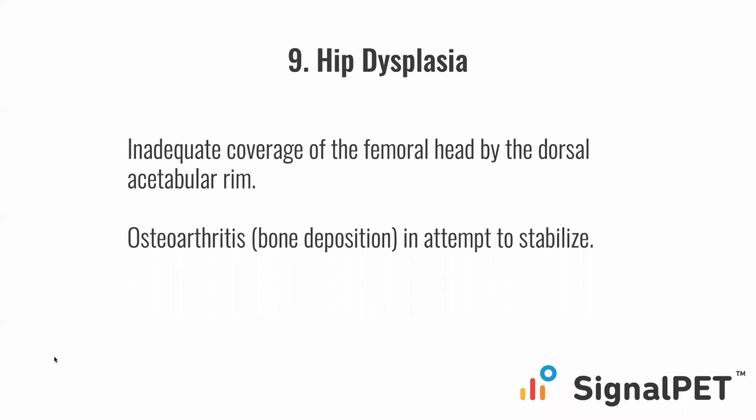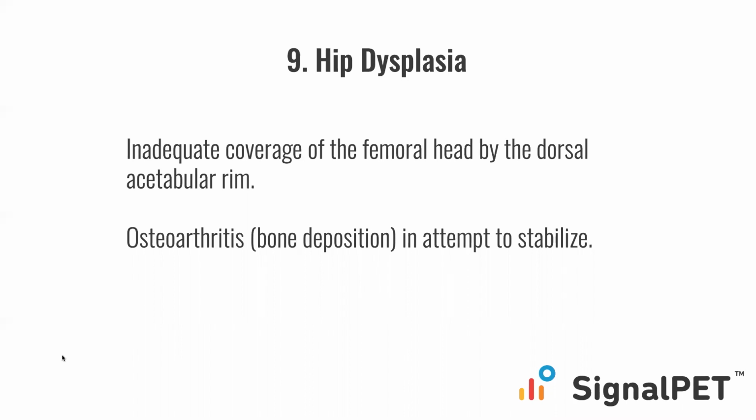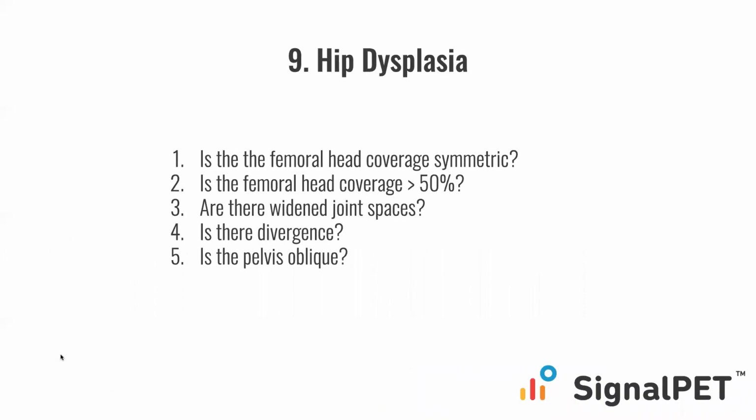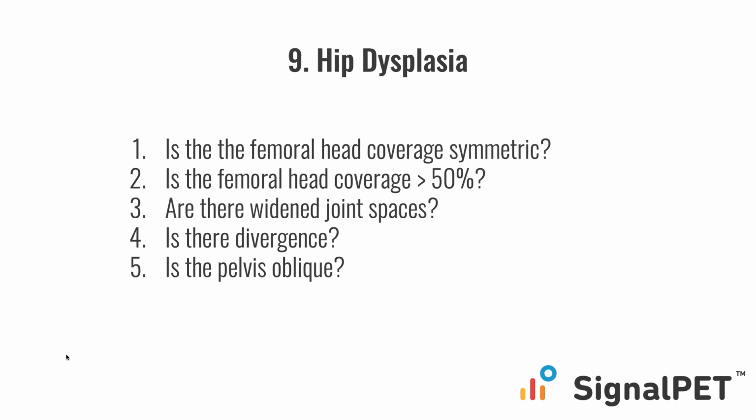By exact definition, hip dysplasia is defined as inadequate coverage of the femoral head by the dorsal acetabular rim with secondary osteoarthritis or bone deposition that the body does in an attempt to stabilize the joint. We actually go with a more significant algorithm, and as the system analyzes the image, it really takes multiple points into account. But for the sake of this overview, we'll go through a brief algorithm, which is: is it a pelvic shot? Is it a VD pelvic shot?